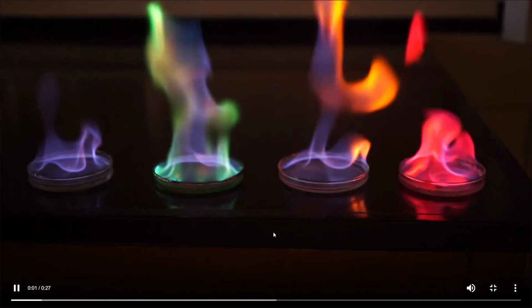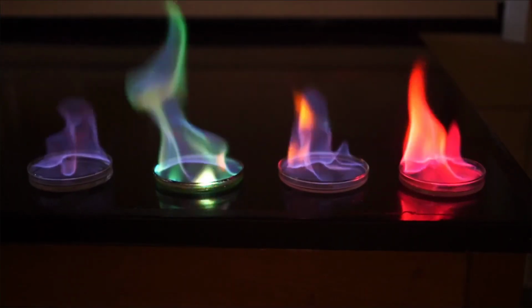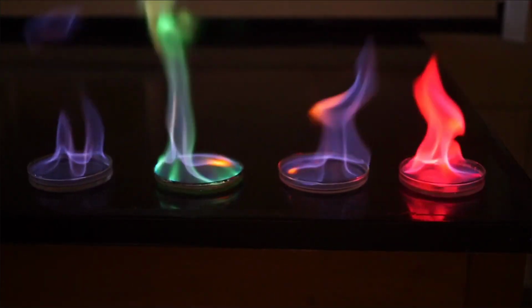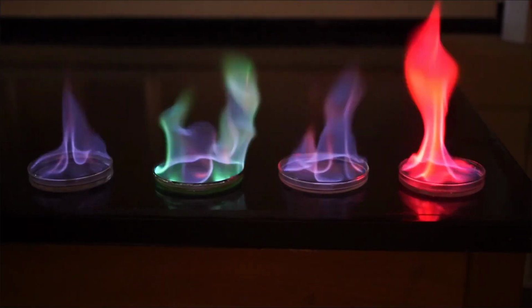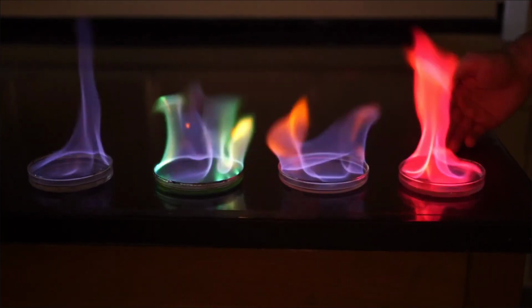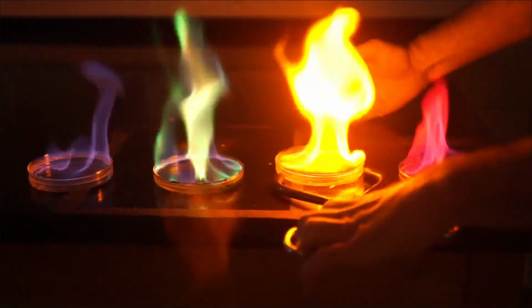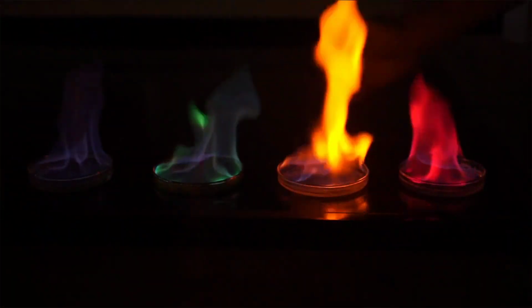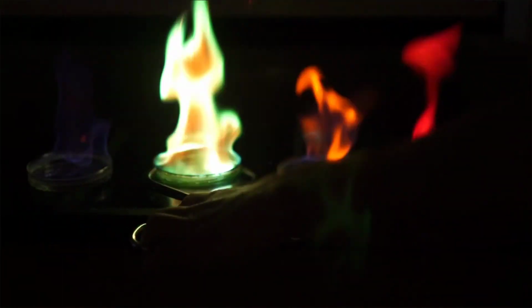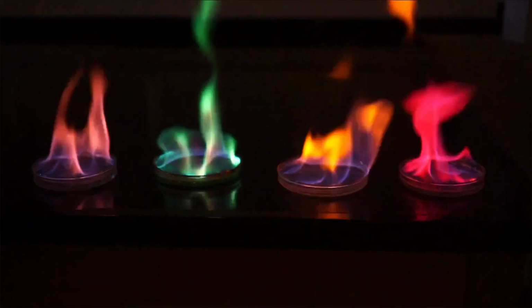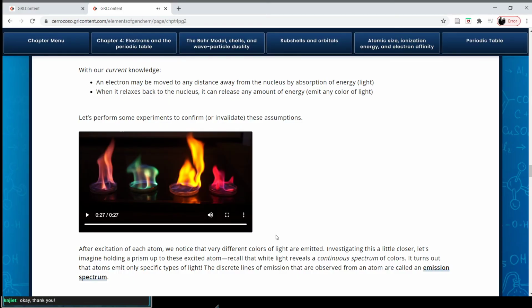We've dissolved various salts into water and heated them up to excite their electrons. As their electrons fall back to the nucleus, they're emitting different colors of light. Here we have lithium salt that's emitting a red color, sodium salt giving out a yellow color, copper with a nice green color, and finally a cesium that has a purple color.